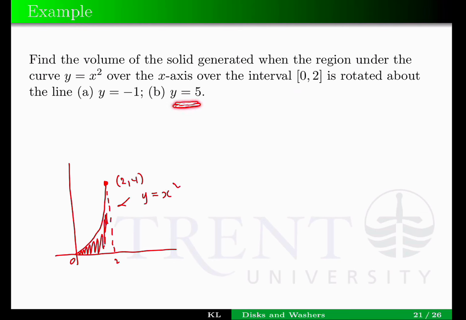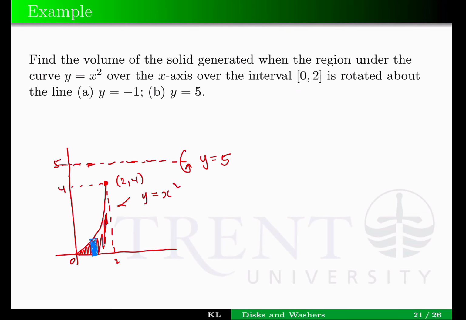This time, we are revolving not about the y-axis, but about y equals 5. So it's way above in here. If this is 4, this is 5. So the axis of revolution will be at this line, y equals 5. We revolve, we get a strip. Take note, the axis of revolution is horizontal, so the strip will be vertical.